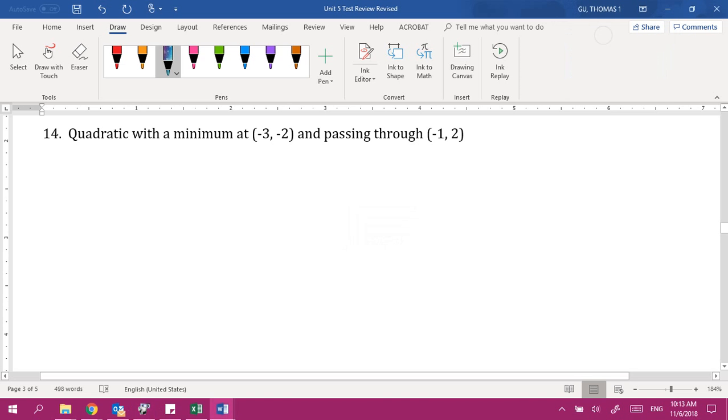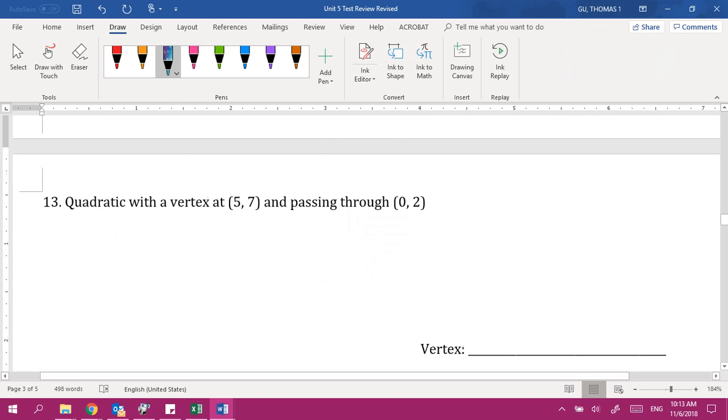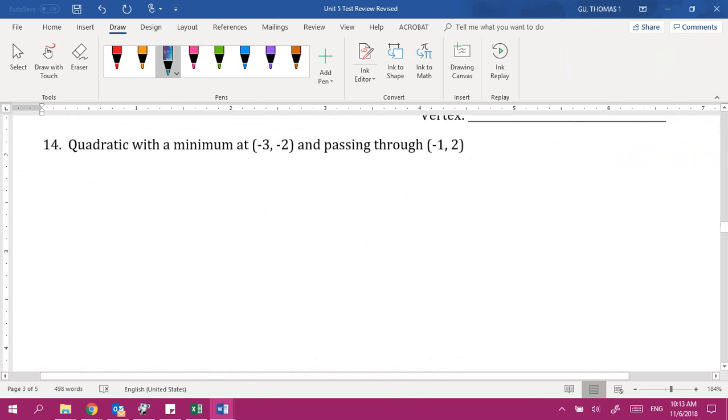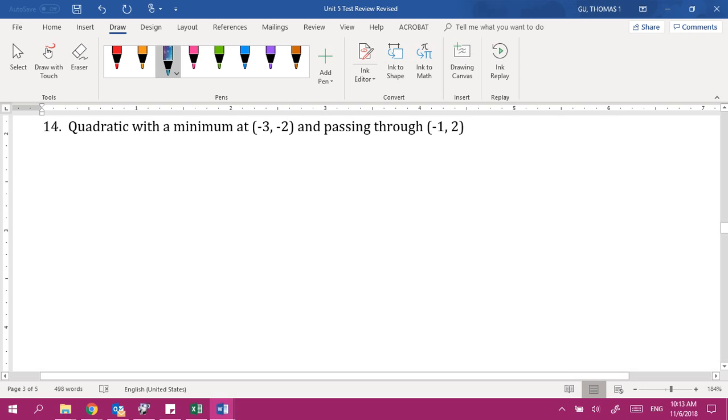So number 14, you need to write an equation in either standard or vertex form for a quadratic that has a minimum at -3, -2, and passes through -1, 2. But remember, a minimum is also, what point is the minimum? It could also be called the, no, not the maximum, it's the minimum.